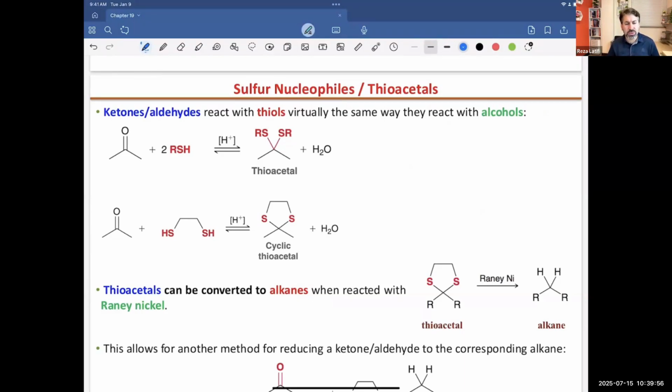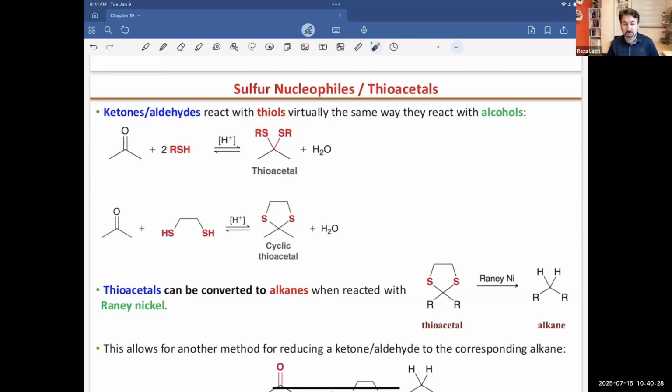If I take two thiol molecules and react them with a carbonyl or aldehyde, it will give me a thioacetal. This is exactly similar to the acetal. In the acetal, we had the OR, and here we have SR instead, and we had two of them. If you replace oxygen by sulfur, we say you got a thioacetal plus water molecule.